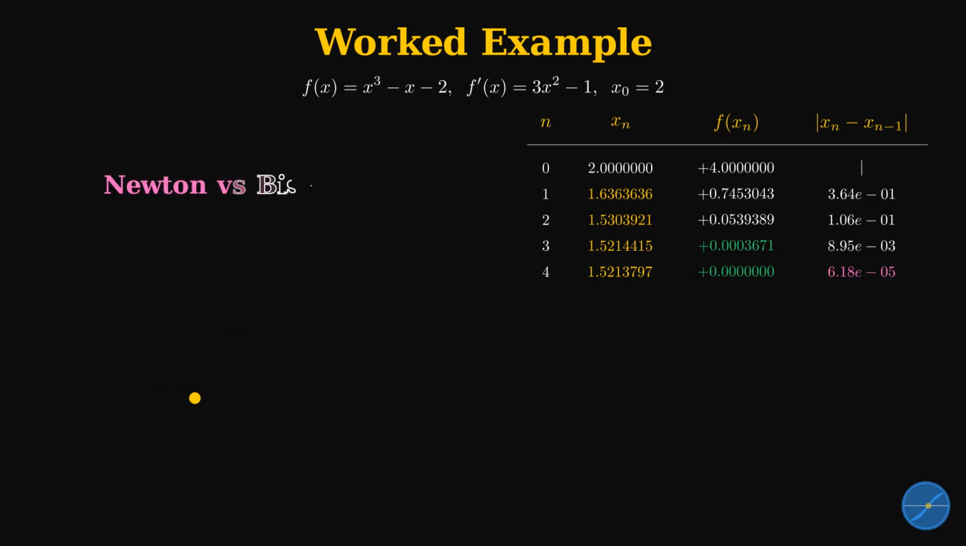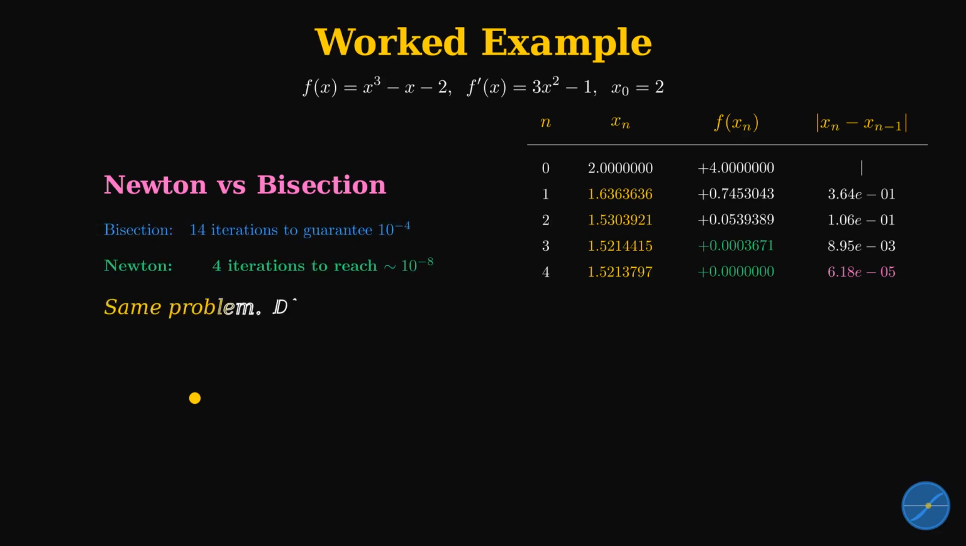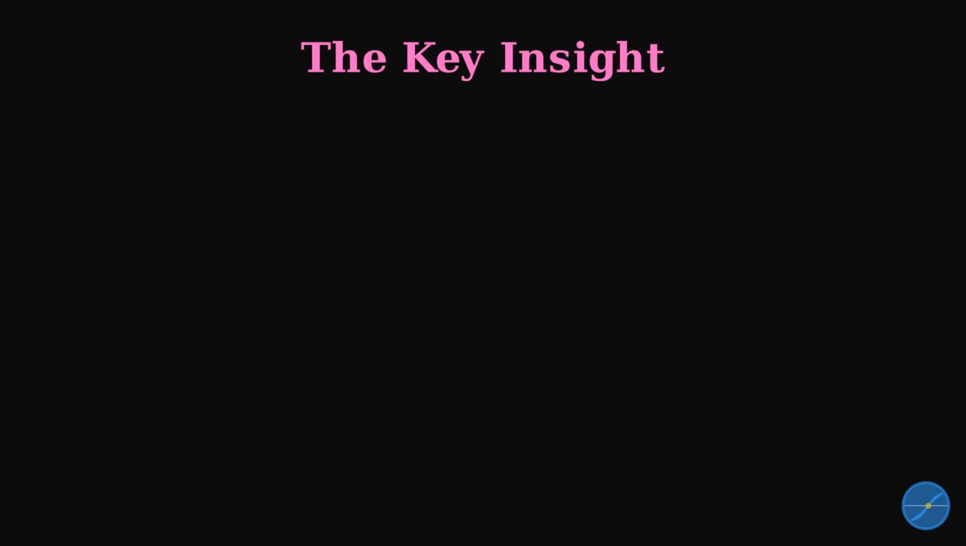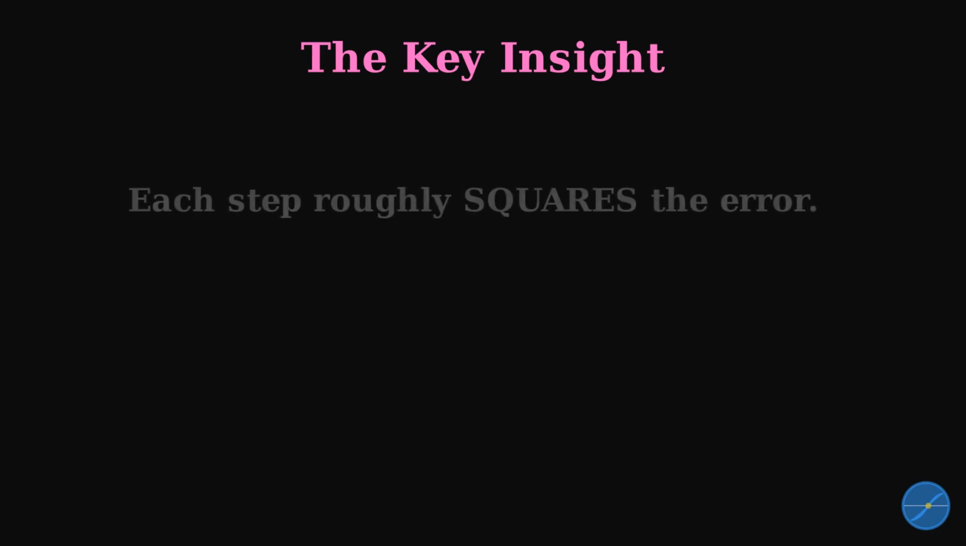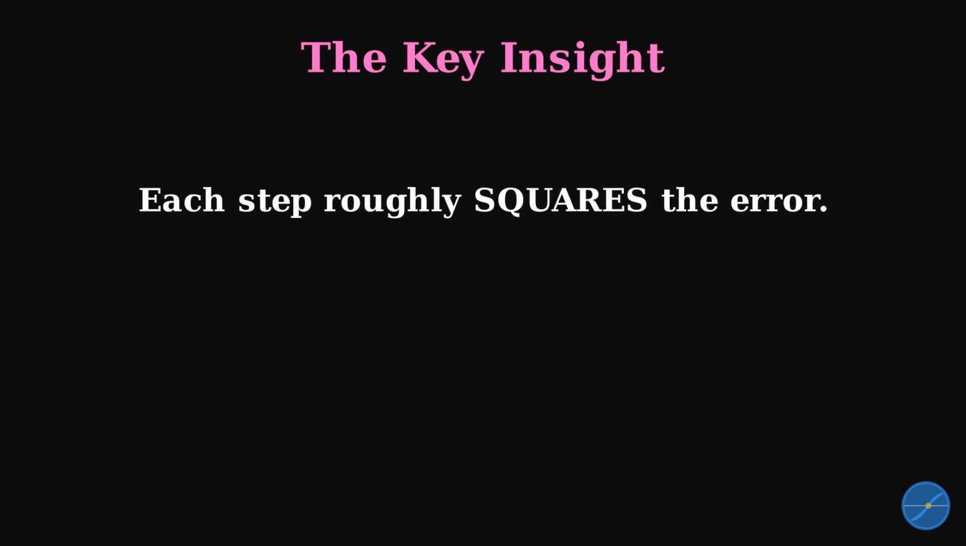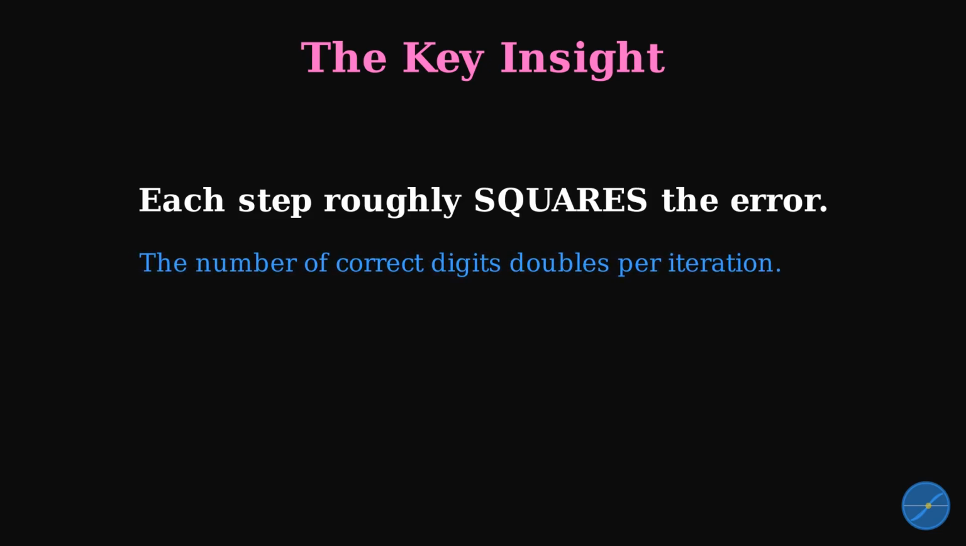Bisection took 14 steps to guarantee 10 to the minus 4. Newton reached 10 to the minus 8 in 4. Same problem, different league. Here's the key insight. Each Newton step roughly squares the error. So the number of correct digits doubles every step. 1, then 2, 4, 8, 16, and so on.